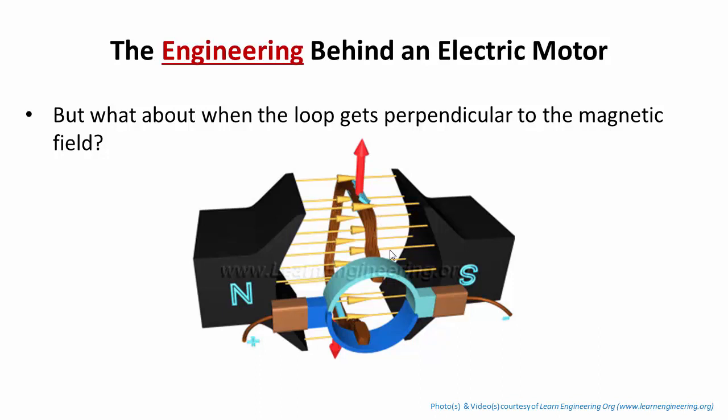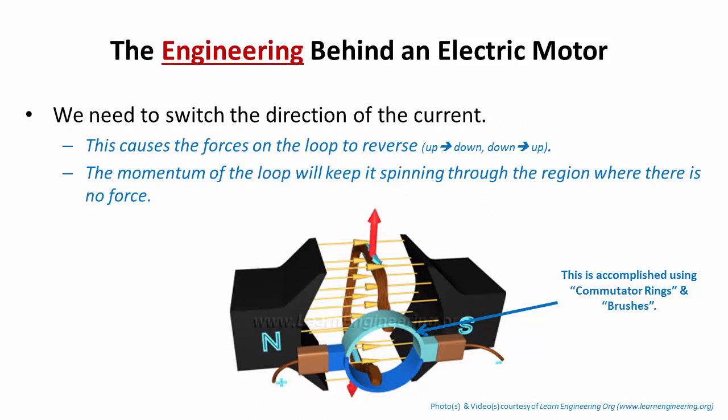So if you ever built an electric motor like this, we call it a DC motor for direct current, which is what comes out of a battery. If you built this, you would get a spin, and it would spin up, and it would just sit there. So we need some way to keep the thing spinning, and that is accomplished with what we call commutator rings and brushes. So if you look at what a commutator ring is, what we want to do is once it gets up here, we actually want to switch the flow of the current.